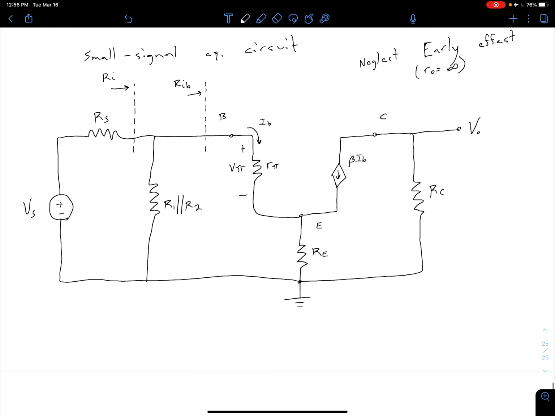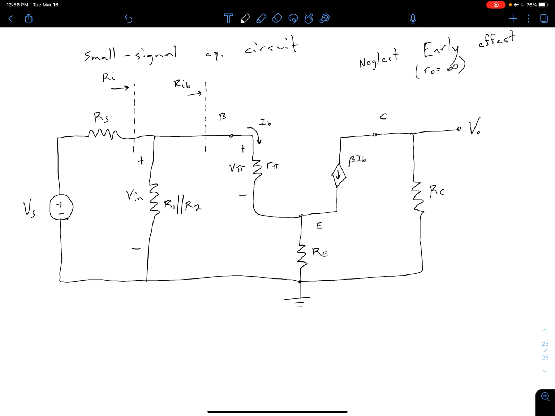Okay, so what we want to do now, and let me also define our input voltage to our amplifier, similar to how I did previously, with VIN across that R1 parallel R2 connection. So let's start on our output side because that's going to be relatively easy.